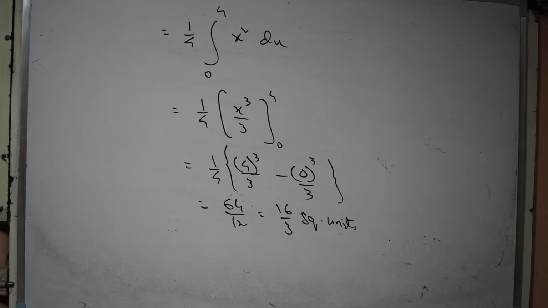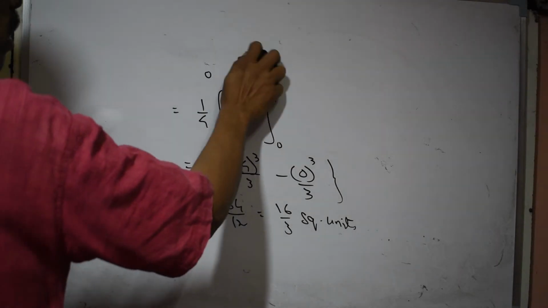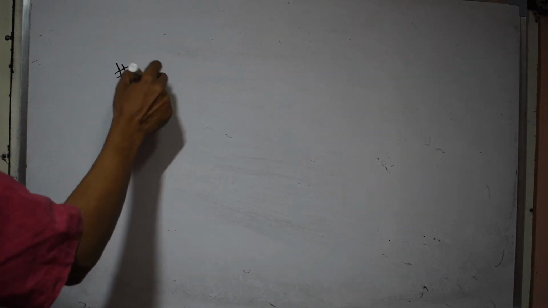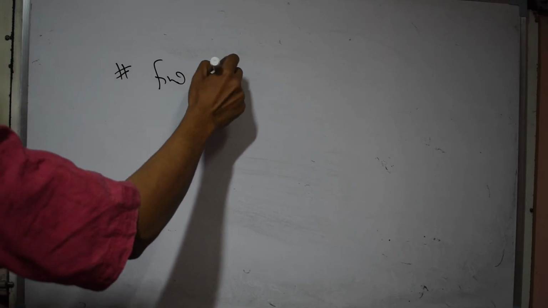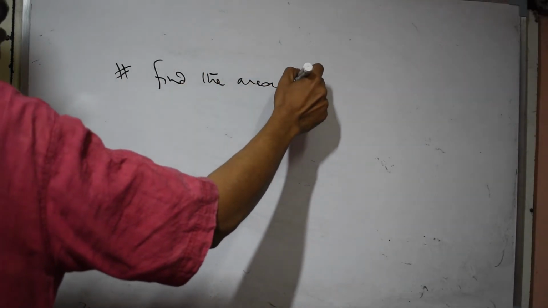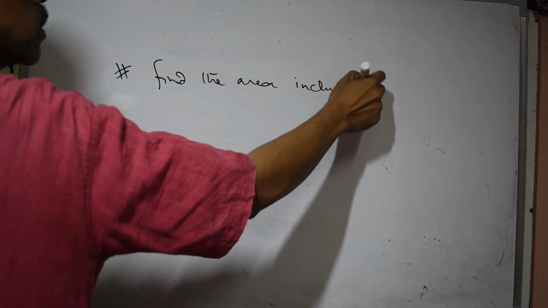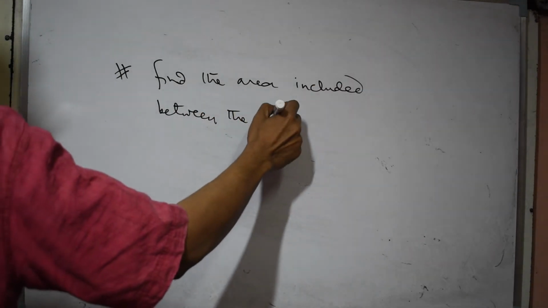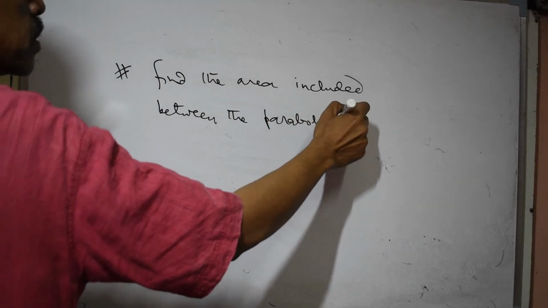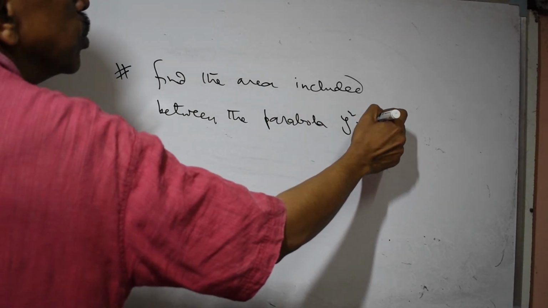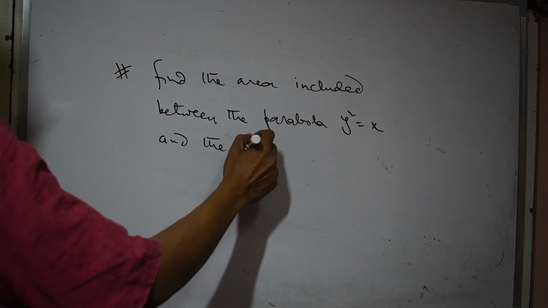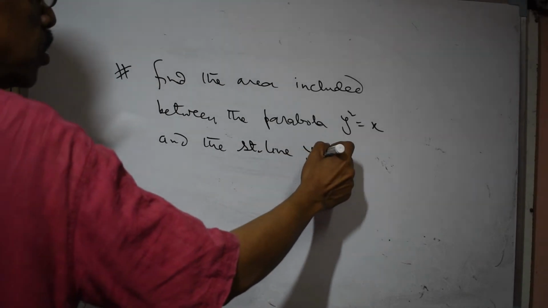Now we can take another question like this. I am taking another question like this. Find the area included between the parabola y square is equal to x and the straight line y is equal to x.